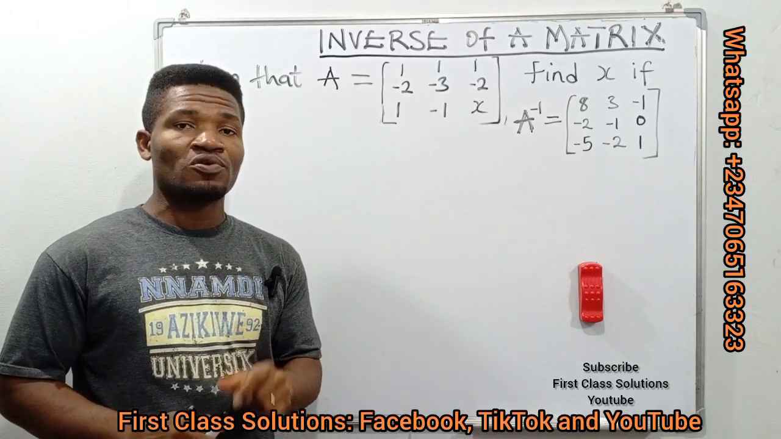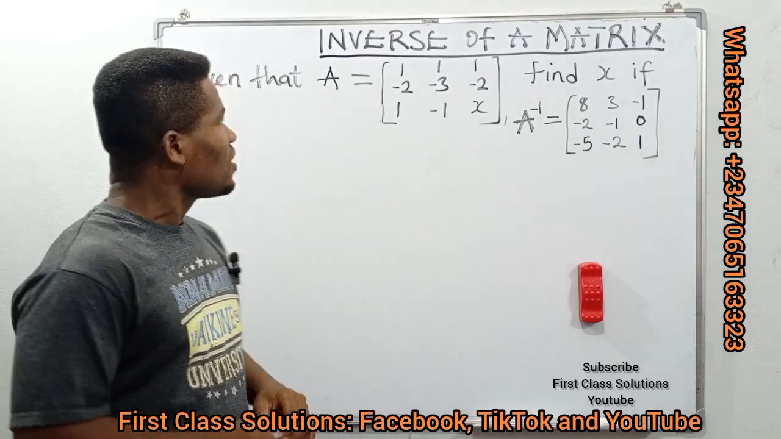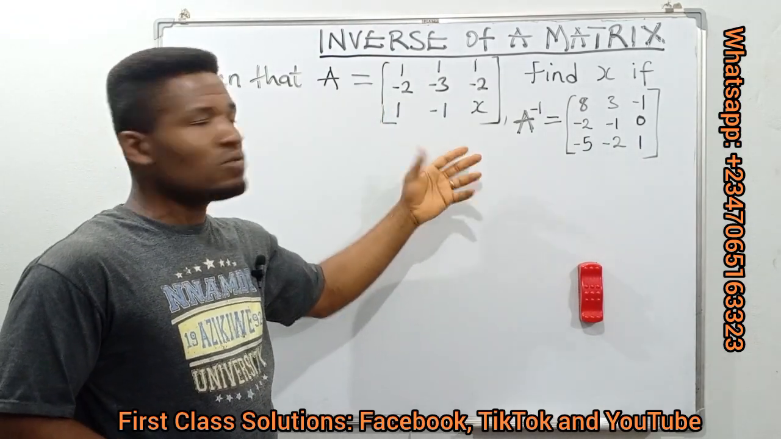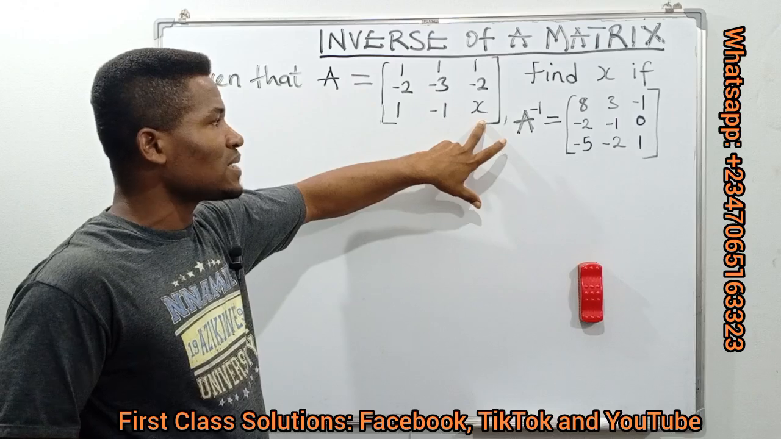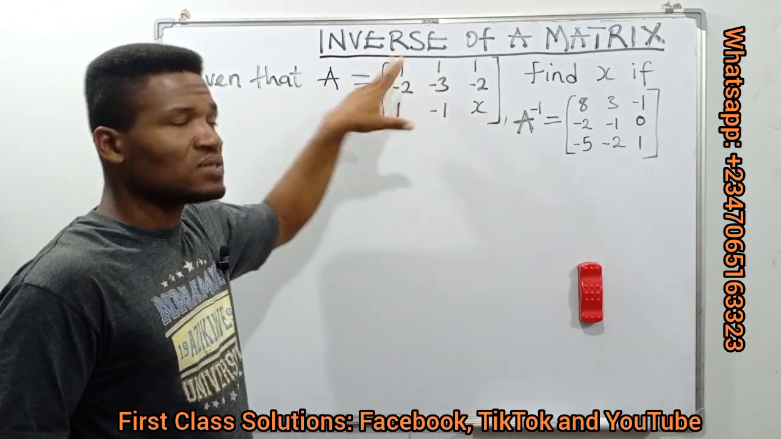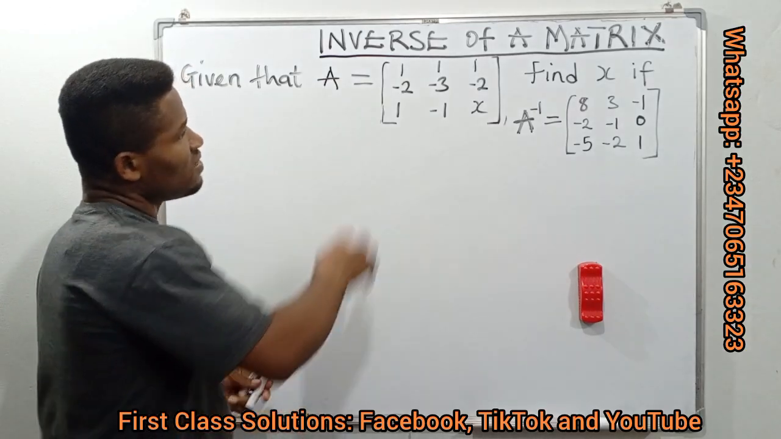Today we have a unique problem which we want to provide a solution to. This is a matrix A. We want to calculate the inverse of this matrix. Looking at this matrix, we observe that it has an unknown. This is a 3 by 3 matrix, in the sense that it has 3 rows and 3 columns. They want us to calculate the inverse of this matrix.